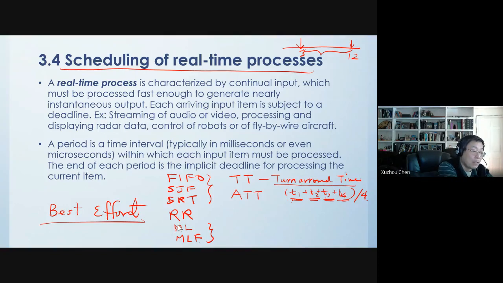For multi-level feedback, it's slightly different. It still has multi-level queues, and it still has the time quantum for each level of queue.